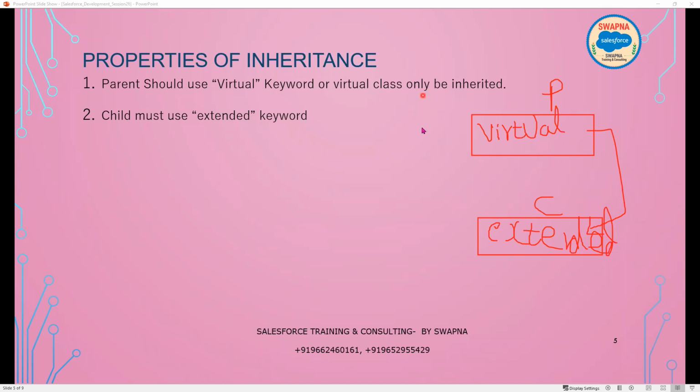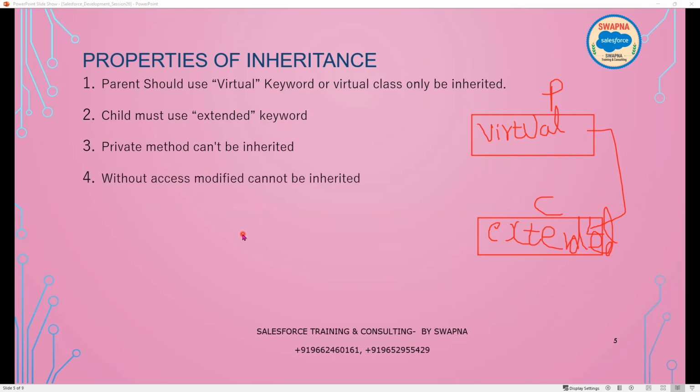Now, while declaring any variable, method, or class in the parent, if you specify private, whatever you have specified as private cannot be inherited. Wherever you see the access modifier private, those cannot be inherited. And without an access modifier, it cannot be inherited either. When we do not specify the access modifier, by default it will take it as private. So when we have a private, it cannot be inherited.